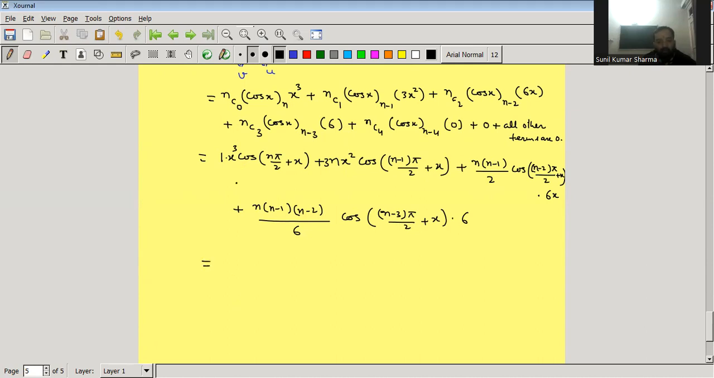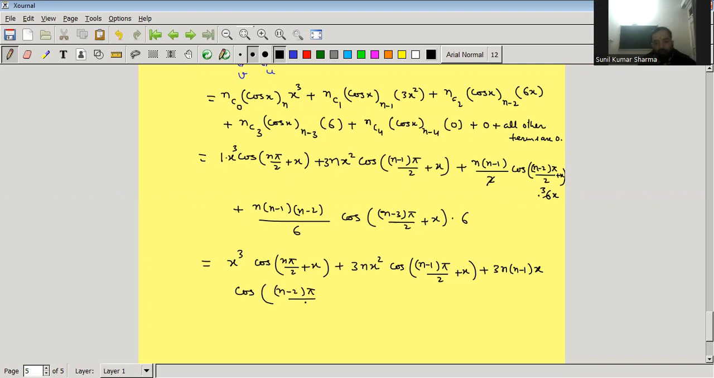Okay. So the first term is x to the power 3 cos(n pi by 2 plus x), plus the second term is 3n x square cos((n minus 1) pi by 2 plus x), plus the third term, you can cancel this 2 and 6, 2 times 3 is 6, so we can write 3n(n minus 1) into x into cos((n minus 2) pi by 2 plus x), plus 6 and 6 cancel out, so we can write n(n minus 1)(n minus 2) cos((n minus 3) pi by 2 plus x).